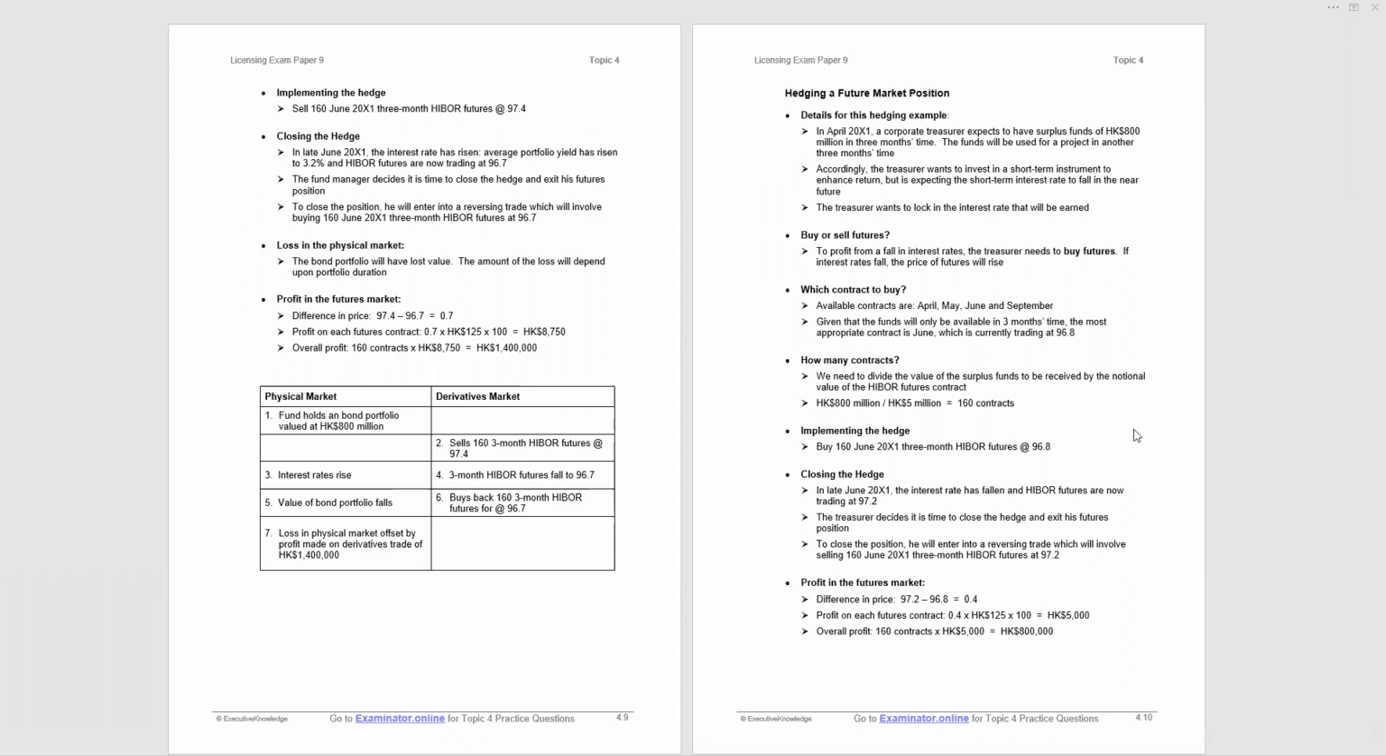To close the hedge, we're going to reverse the trade. We're told in late June, XT1 interest rate has risen. Average portfolio yield has risen to 3.2%, but the price has come down. HIBOR futures are now trading 96.7. Fund manager decides it's time to close the hedge, exits its future position, and in doing so will buy 160 3-month HIBOR futures at 96.7. Remember what we've done. We've sold high and bought low. Now, there will be a loss in the physical market, and the amount of that loss will depend on the portfolio duration.